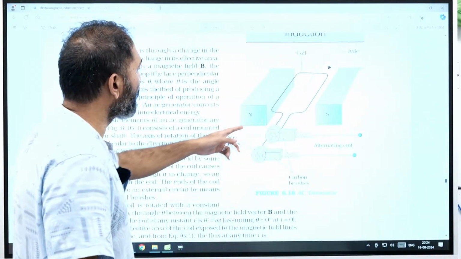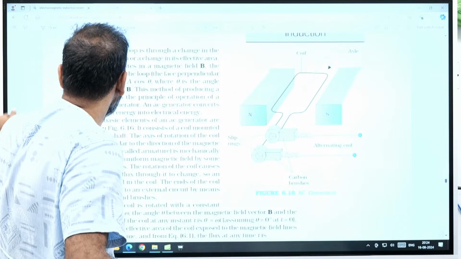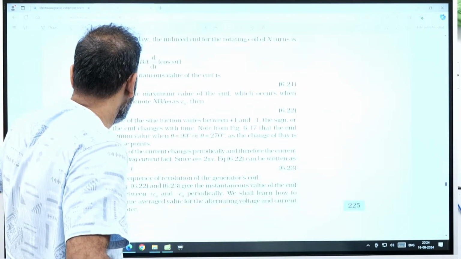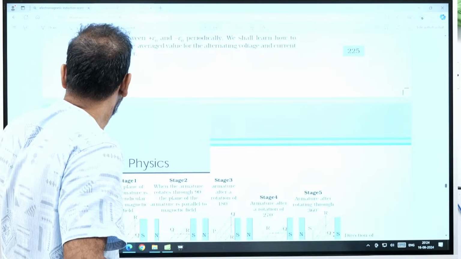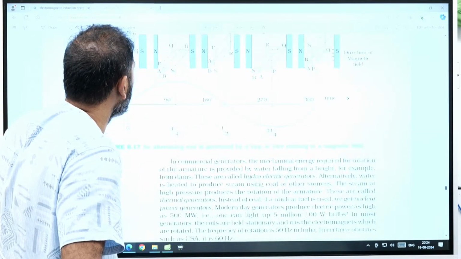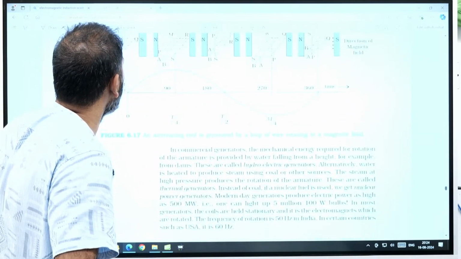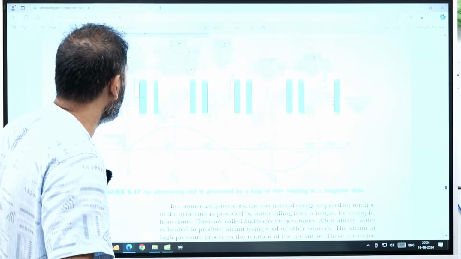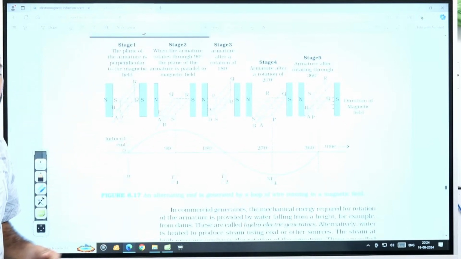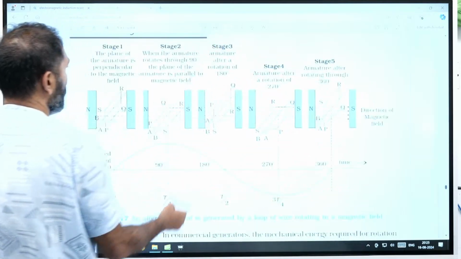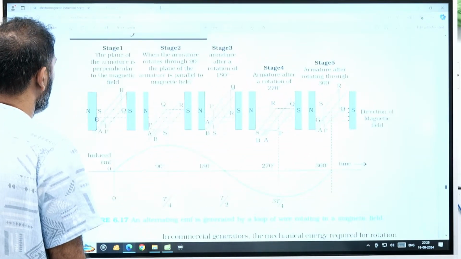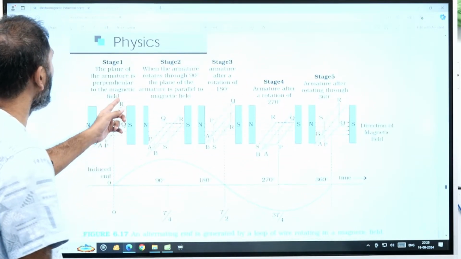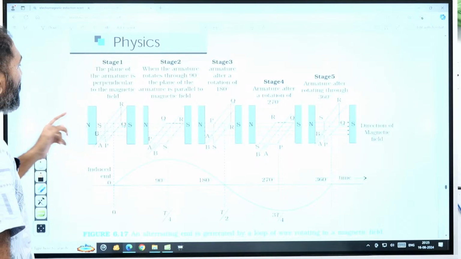This is the figure of the AC generator that you have seen. Now, I hope you can read this figure. It's an NCERT figure. I hope you can see that. See, in the first case, the plane of the armature is perpendicular to the magnetic field.